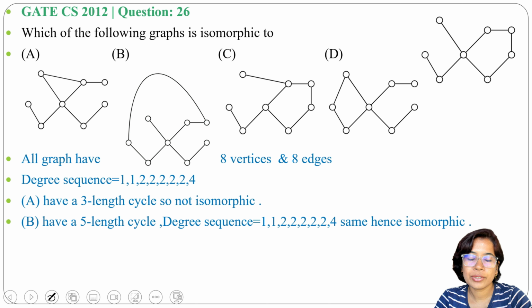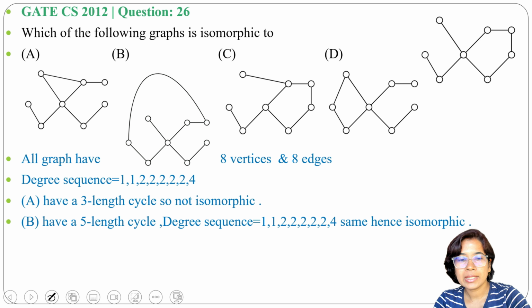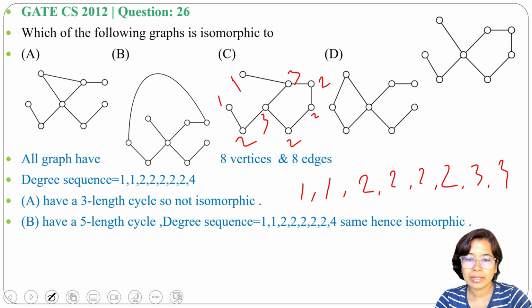Next we'll check option C. In option C we have a cycle of 1, 2, 3, 4, 5. So we have a cycle of length 5. Now we'll check the degree sequence. 1, 2, 1, 2, 3, 2, 2, 2, then 3, then 1. This degree sequence doesn't match the graph's degree sequence. As the degree sequence doesn't match, option C graph is not isomorphic to this graph.